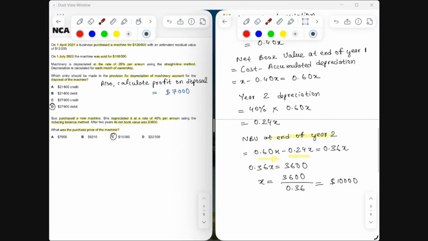Now based on the second last sentence of the question, it specifies that after 2 years its net book value was $3,600. So that means we can now create an equation where we can write 0.36X, being the net book value at the end of year 2, equal to $3,600. So we now simply solve for X, which is the purchase price of the machine, by dividing 3,600 by 0.36, and that is $10,000, which therefore is option C.